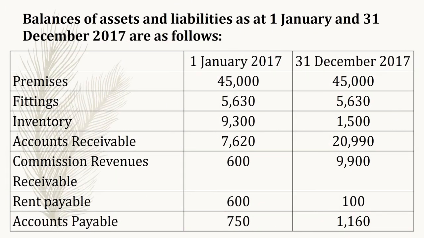Okay, so we go to the other section of the question. That is the balance for your assets and liabilities. This is your beginning asset and liability balance. This is your ending asset and liability balance. So we have commission revenue receivable and rent payable. These two accounts we need to adjust in order to find the current revenues and also the rent expense.